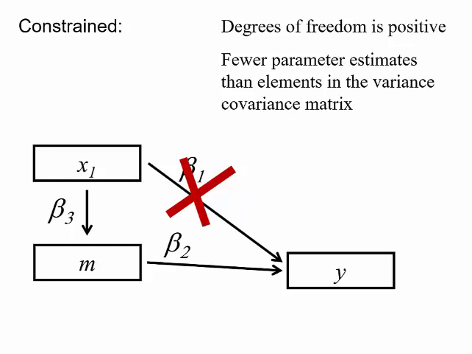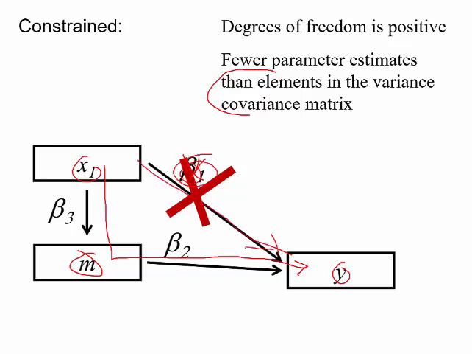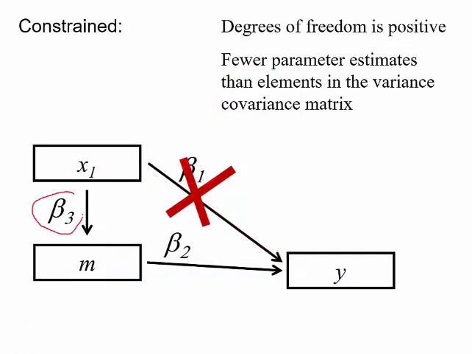When we put constraints on our models, we have fewer parameters than we have elements in our variance covariance matrix. So for example, if I constrained beta 1 to be 0, I'd be testing a full mediation pathway where x1 predicts m, which predicts y, and the full effect of x1 on y is explained by m, and there's no residual direct effect. I've set that effect to be 0. To estimate this model, I only have two betas, beta 2 and beta 3. I'm not estimating beta 1 because I've assumed that's 0.